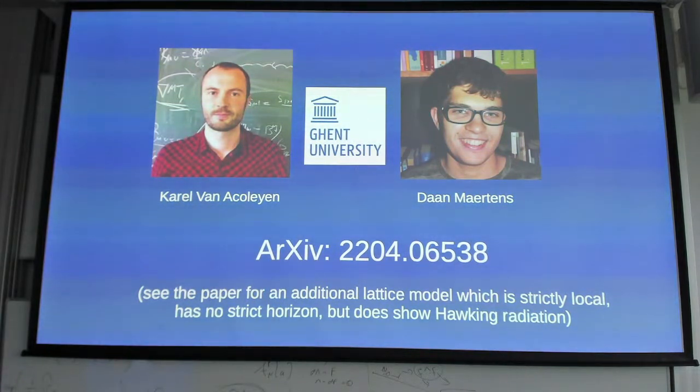There's an additional lattice model, which is in the paper, and that one is strictly local. It is just time evolution with a local Hamiltonian, so no translating of the lattice. That one is not able to realize a strict causal horizon, but nevertheless, even without a strict causal horizon, you can still have Hawking radiation. But I didn't have time to talk about that. So if you're interested, we can look at the paper.